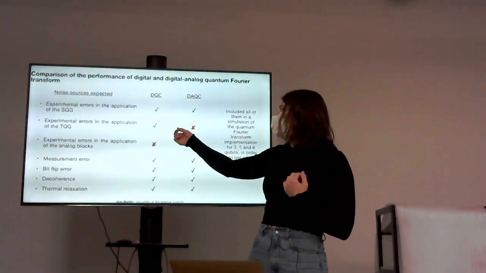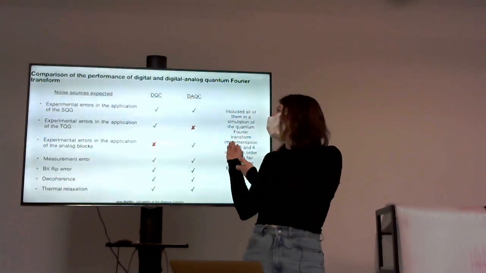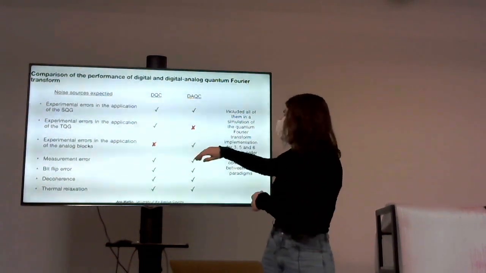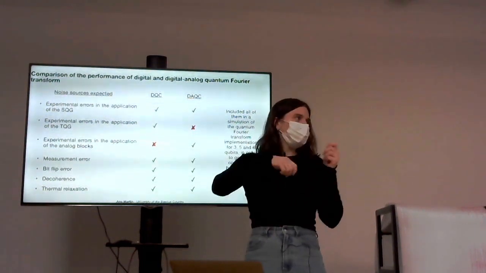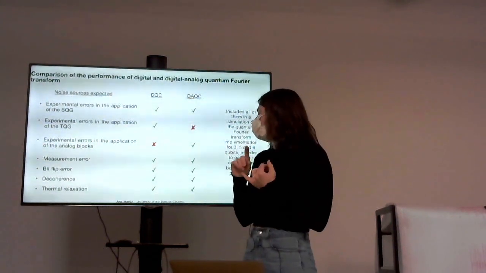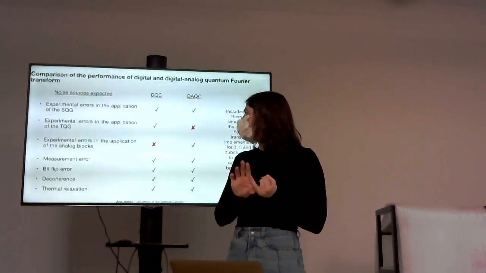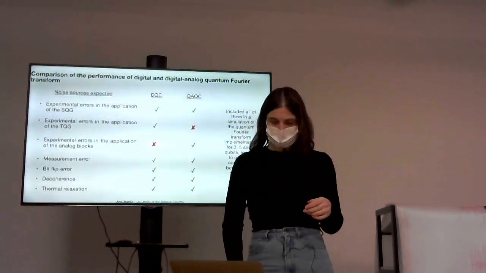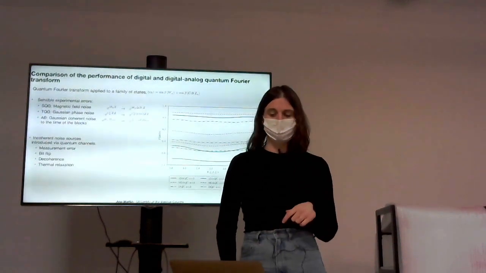The experimental errors in the application of the 2-qubit gates only apply to the digital one. The same for the analog blocks, which apply only to the analog case, so switching on and off and the unstable sign and whatever. And then for both cases, we took into account measurement errors, bit flip, decoherence, and thermal relaxation. And we performed this quantum Fourier transform.